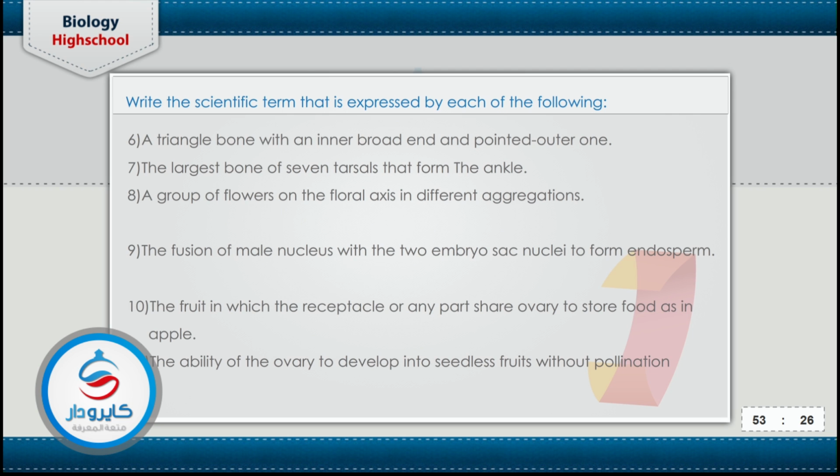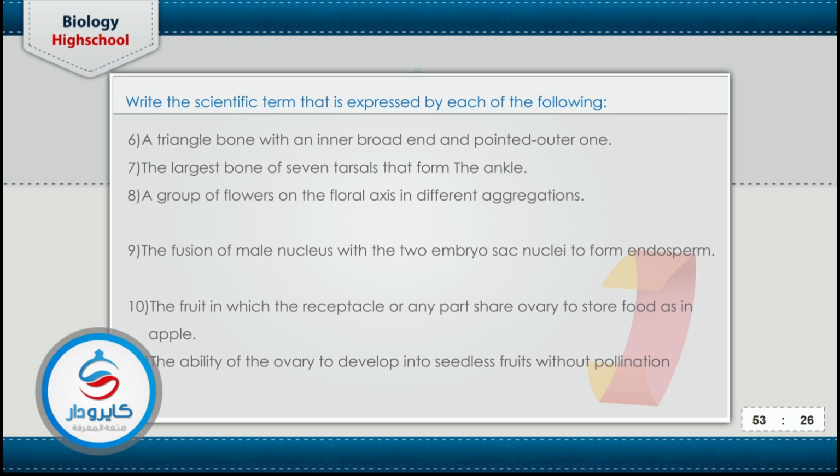Number 10. The fruit in which the receptacle or any part other than the ovary shares in forming the fruit and storing food, as in an apple. Of course, that's a false fruit. Any part of the flower such as the receptacle sharing with the ovary to form a fruit, this kind of fruit is called a false fruit.